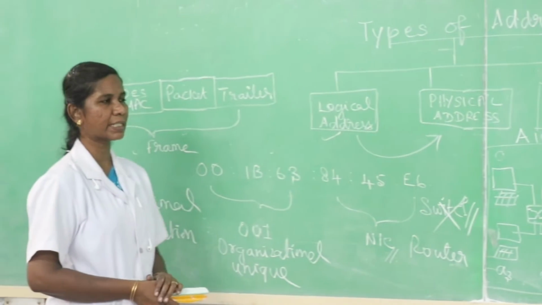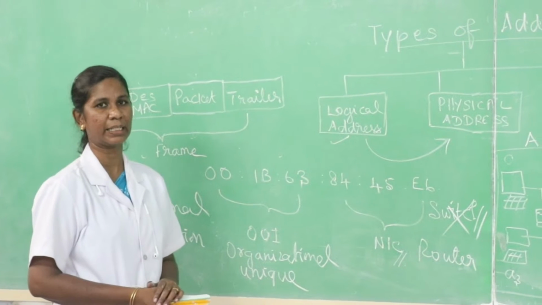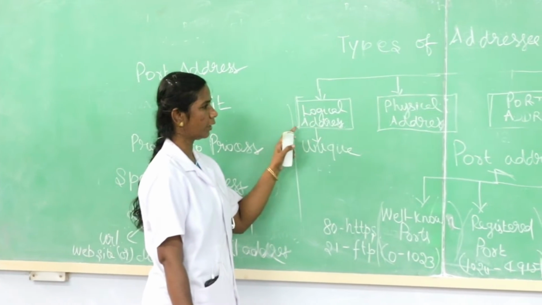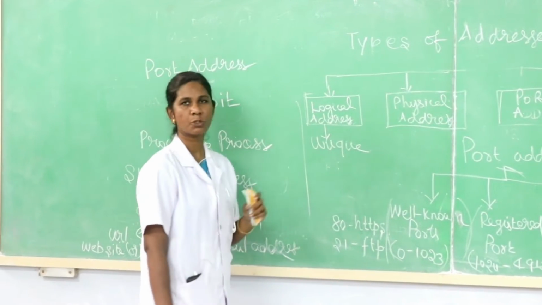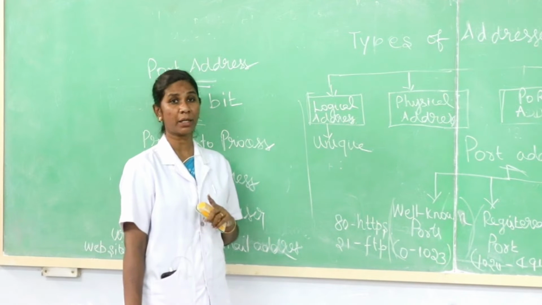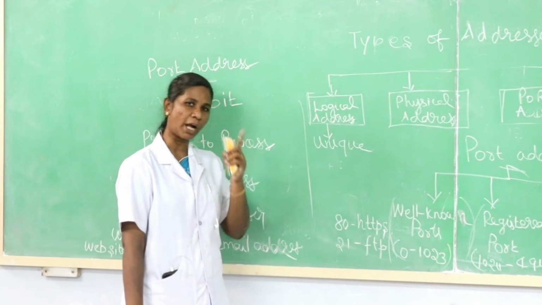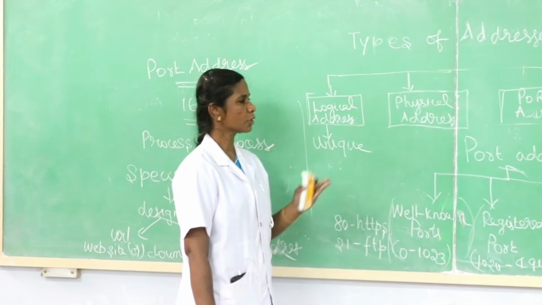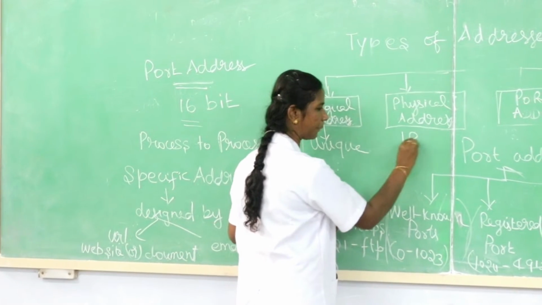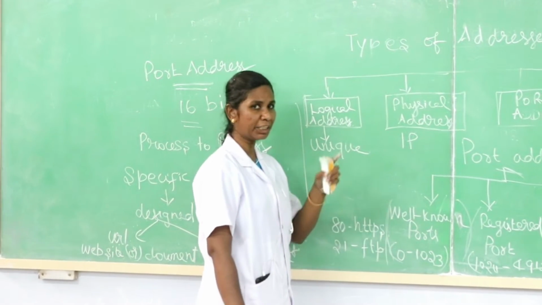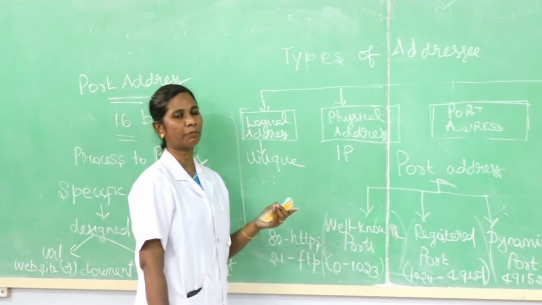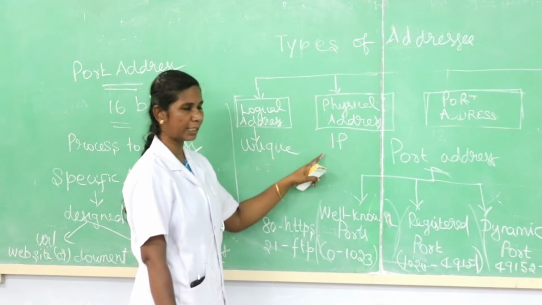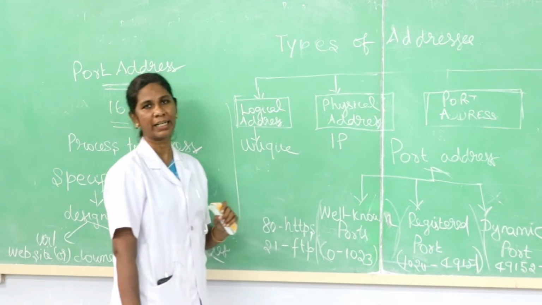So next we will discuss the port address as well as the specific address. Before getting to the next type of address, let me differentiate the logical address from the physical address. So we know well, the logical address is the unique address of the device that is necessary to identify the device within the network. Coming over to the physical address, it is otherwise called the IP. It is necessary to identify the device all over the network, otherwise called across the network.